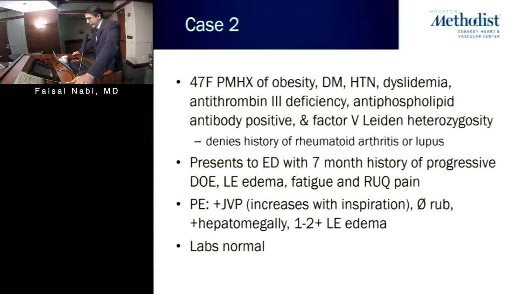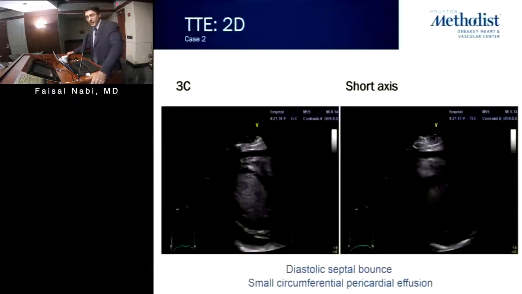right upper quadrant pain. The physical exam was positive for elevated JVP, which increased with inspiration. There was no rub appreciated, the liver felt big, and the patient had lower extremity edema. Initial labs were normal. Here are the transthoracic images with contrast.